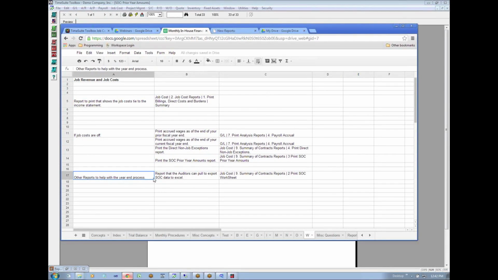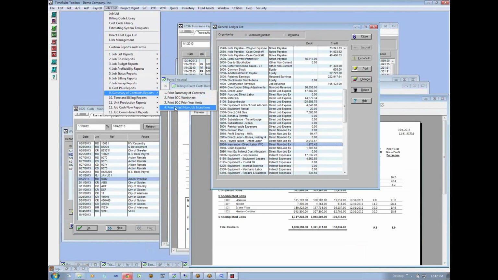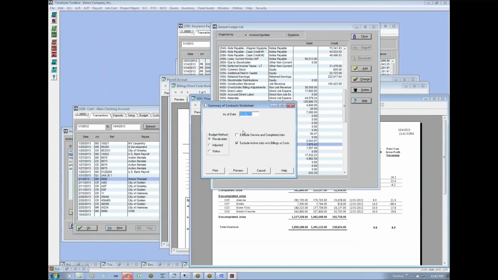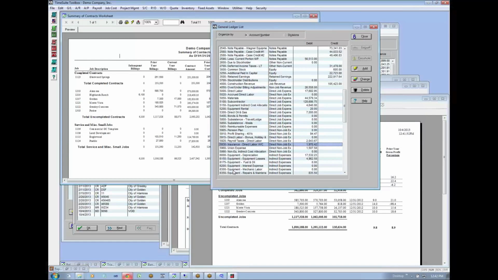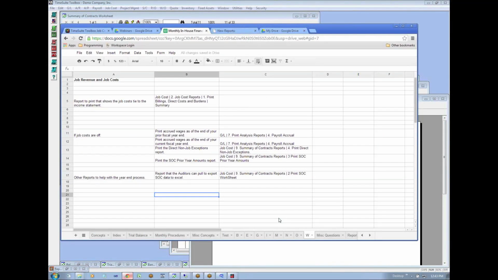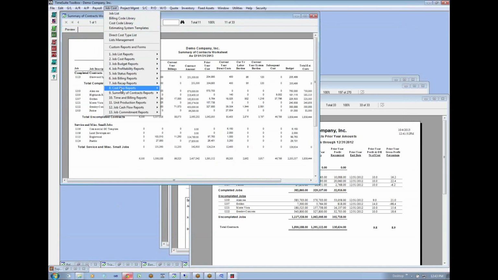So, other reports to help with your year-end: a report that the auditors can pull to export summary contracts data to Excel would be this print SOC worksheet. So if we come over here and say job cost, print SOC worksheet, okay, right there. That's the summary contracts. Let's go ahead and print that to your screen.